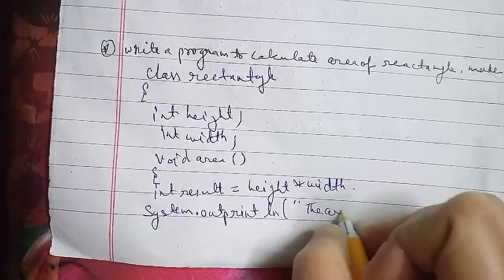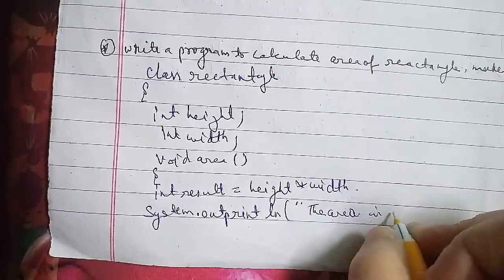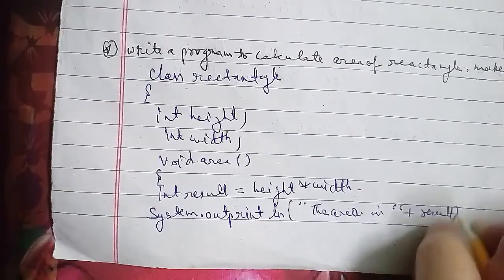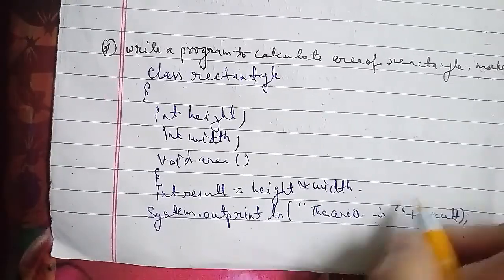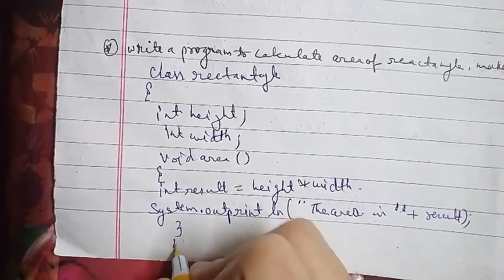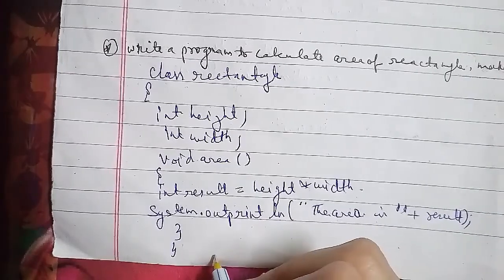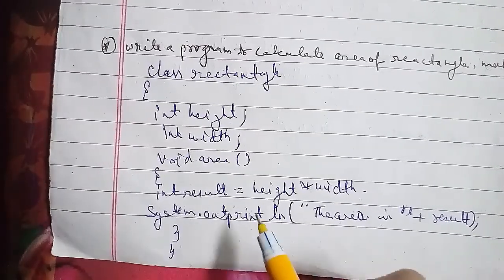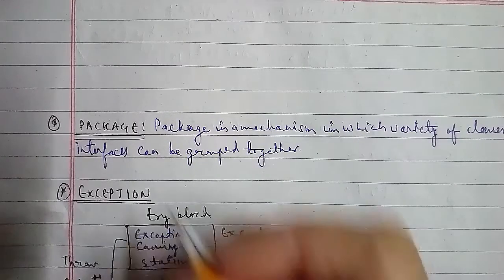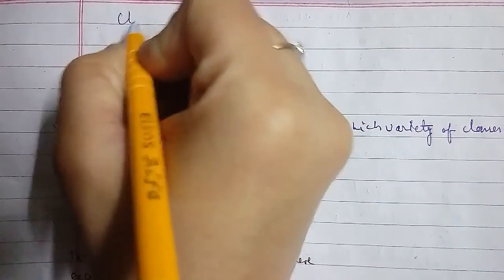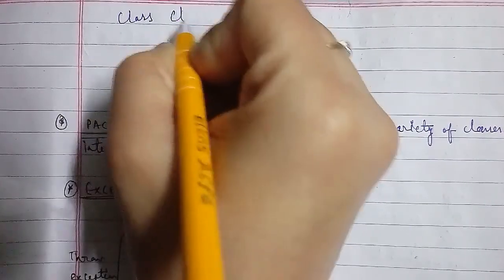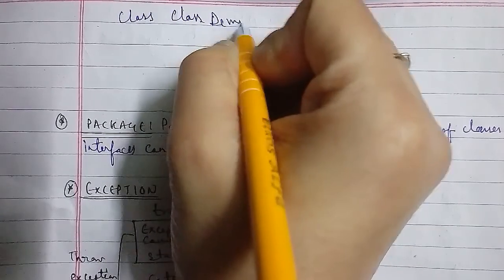Now we'll start with the class Demo, which is another class in which the main function is written. So here class Demo, start a curly bracket, public static void main, then String args, which comes inside the square brackets, and then this bracket.